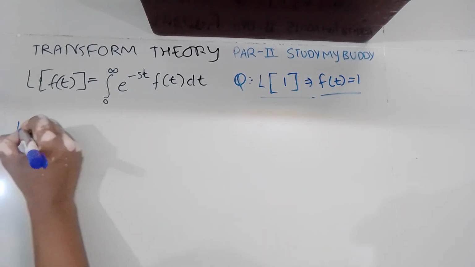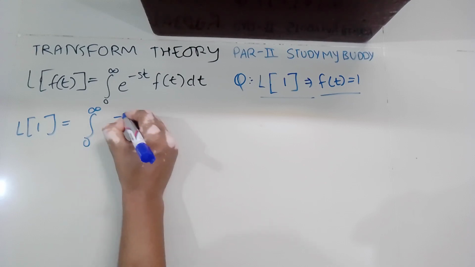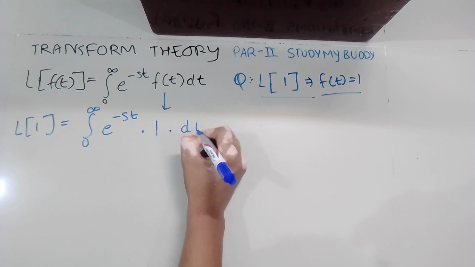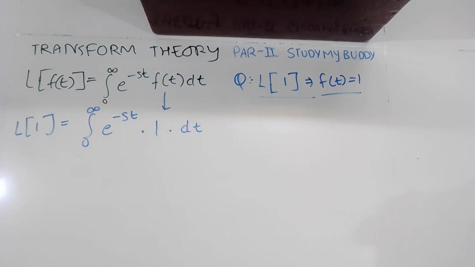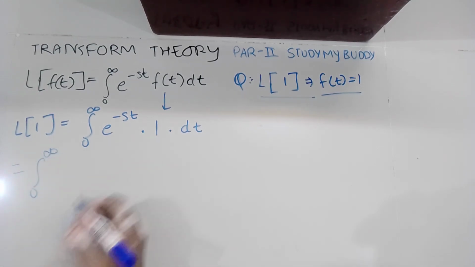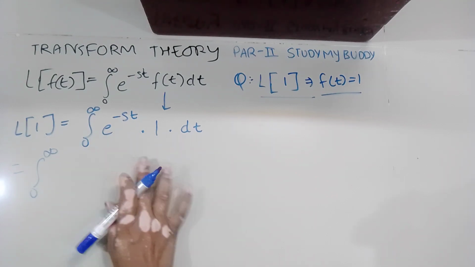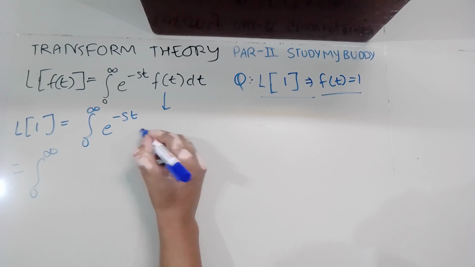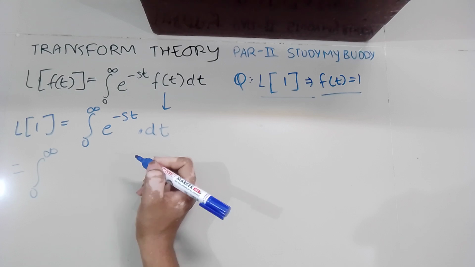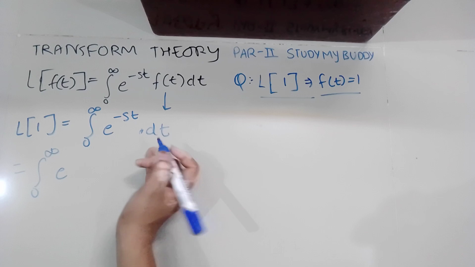Now, the Laplace of 1 equals the integral from 0 to infinity of e to the power minus st, and here f of t will become 1, and dt. Okay, this is a multiplication sign. Now we have to integrate this, but before that we will just sort this out. So it will be into dt, right? As it was into 1, and anything into 1 is the same thing. So here it will be the integration of e to the power minus st dt.